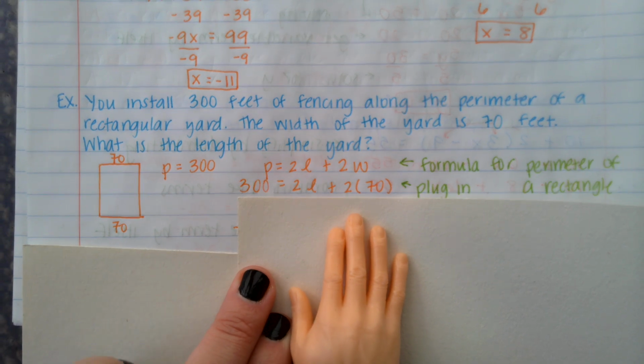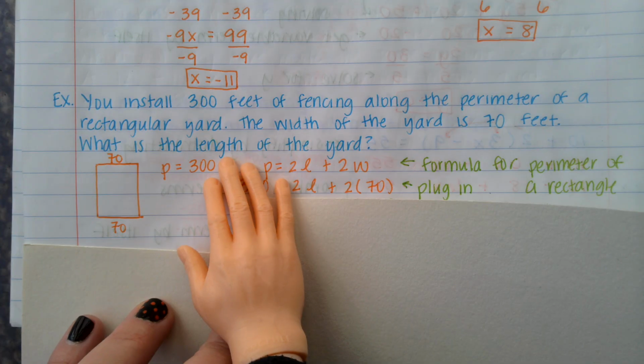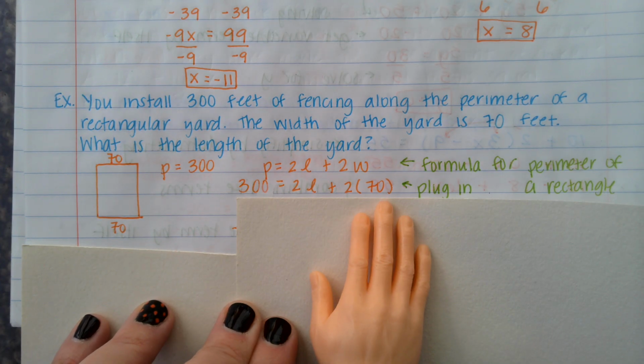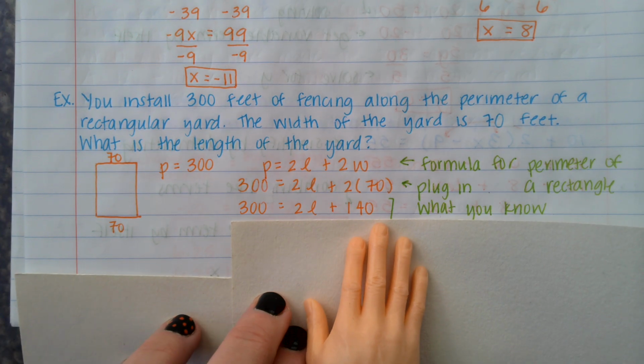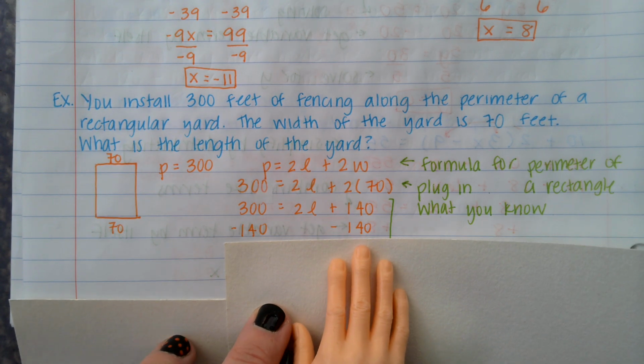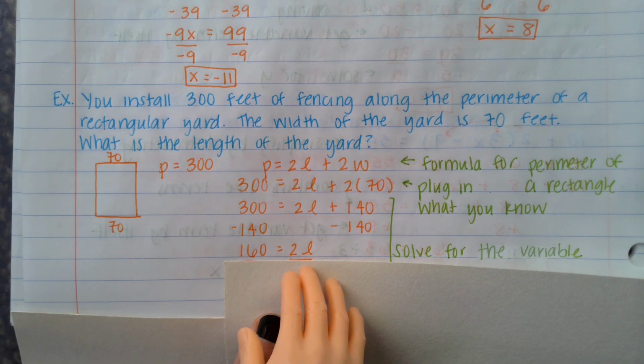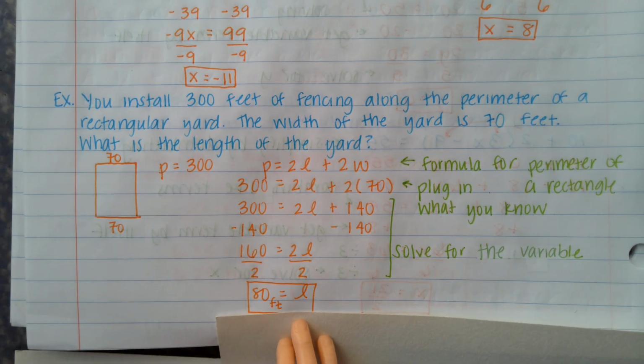Plug in all the information we know. We know perimeter. We do not know length. That's what it's asking us to solve for. And I do know width. So 2 times 70 is 140. And then to get L by itself, we need to move the 140. So then 160 equals 2L. Divide by 2 to get L by itself, which is 80 feet.